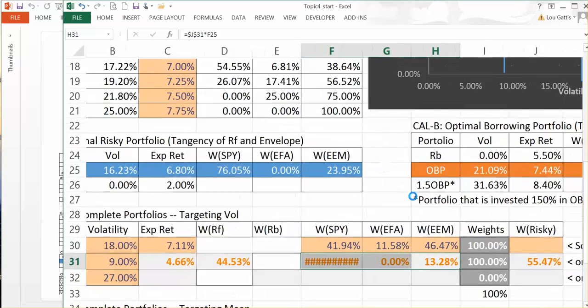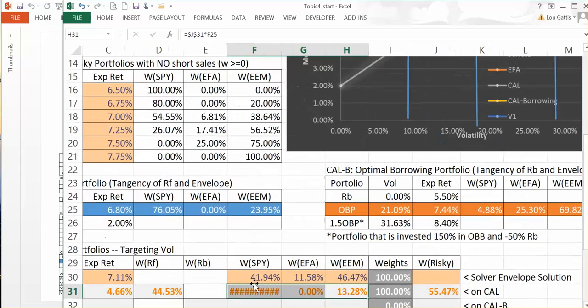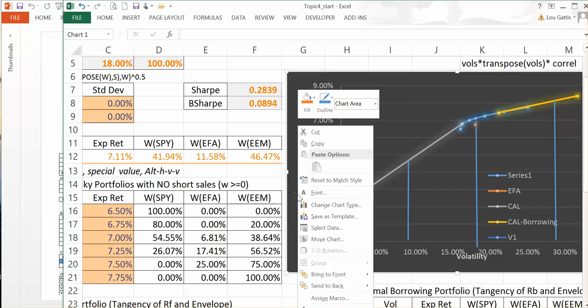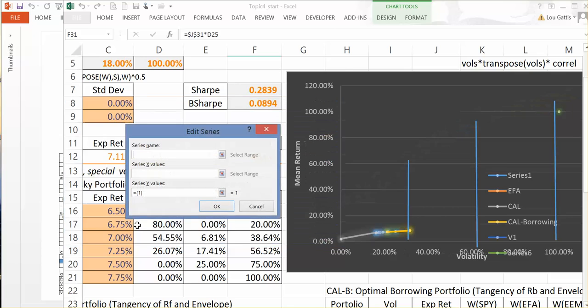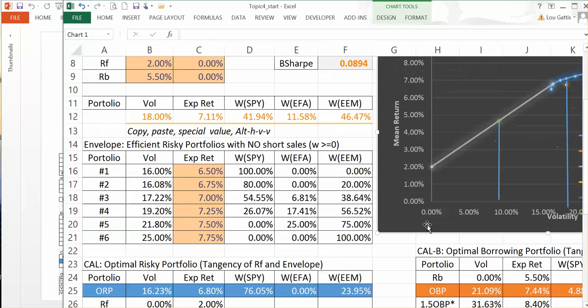Let's add it to the graph. Let's make sure it shows up in the right place. It better show up right here. So let's take a look. Change that format. Let's just add that graph or that asset. Select data. Add. Called V2. Has this volatility and this mean. And hopefully it shows up in the right place. And there it is. That's the 9% vol portfolio.